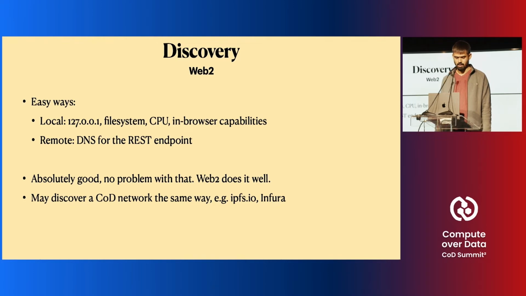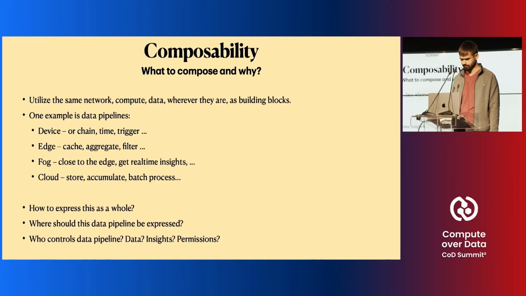Or for the remote capabilities, we usually just have a REST endpoint, something like some host on Infura, I don't know, that gets resolved through DNS for discovery. And we have this discovery layer hidden in a fundamentally centralized way. But if we get to the endpoint that fulfills our needs, we're just happy. So absolutely good, Web 2 is very optimized for that. And we may discover compute and data networks the same way with gateways. And many people are happy doing just Infura or something like that.